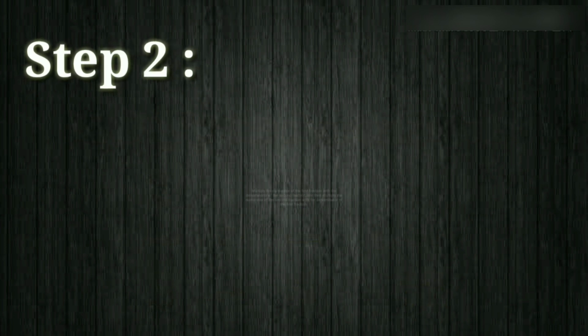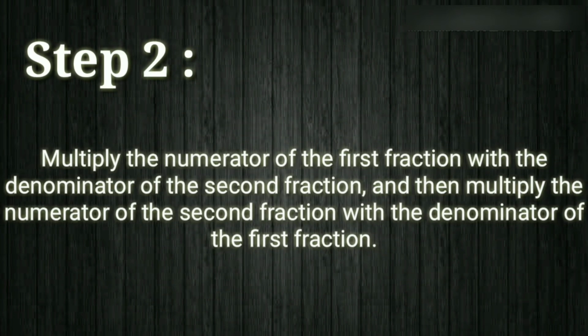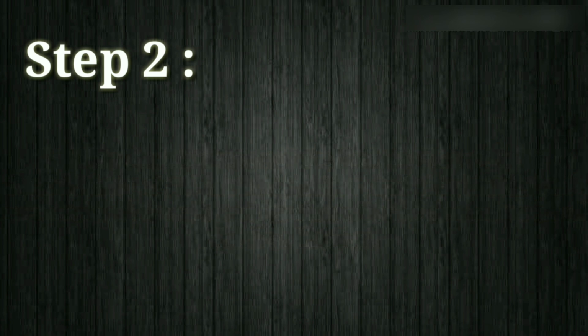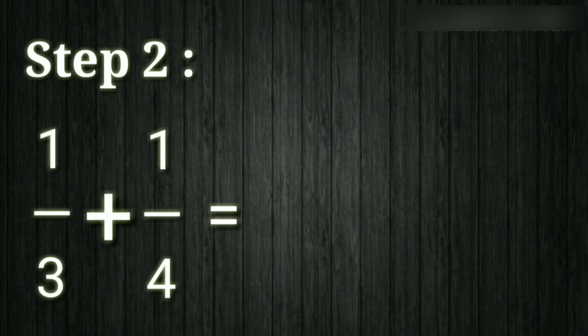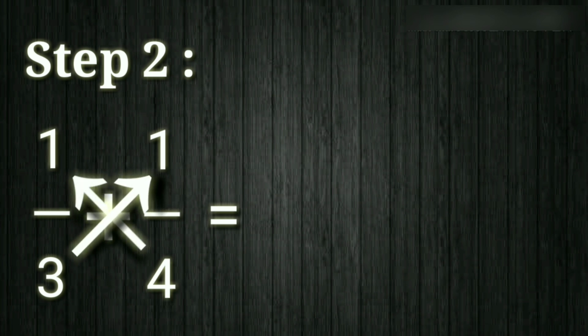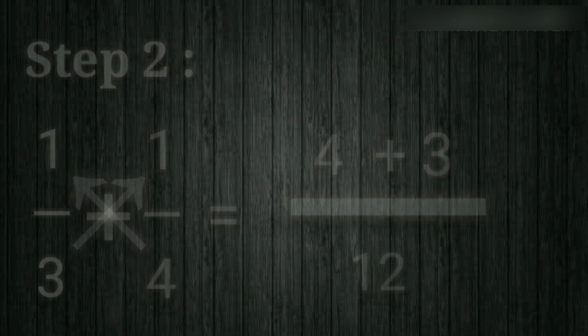The second step is to multiply the numerator of the first fraction with the denominator of the second fraction, and then multiply the numerator of the second fraction with the denominator of the first fraction. Some people call this the crisscross method. So 1 times 4 and 3 times 1 equals 4 plus 3 over 12.